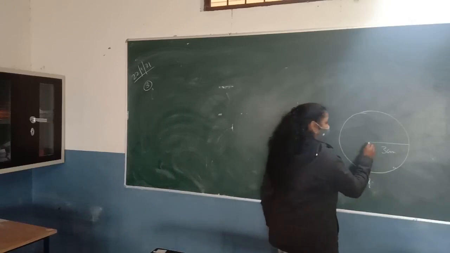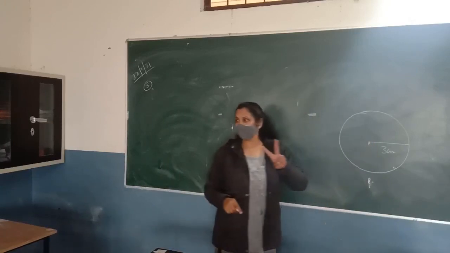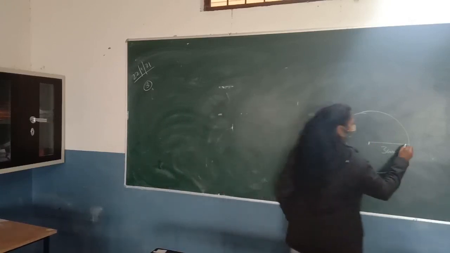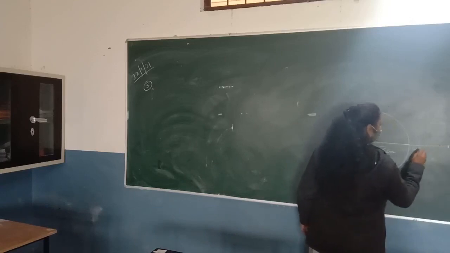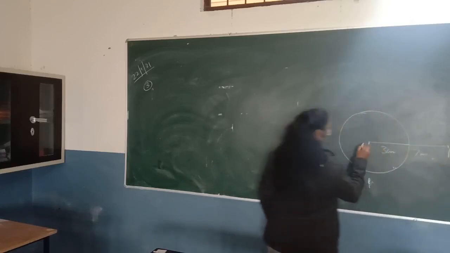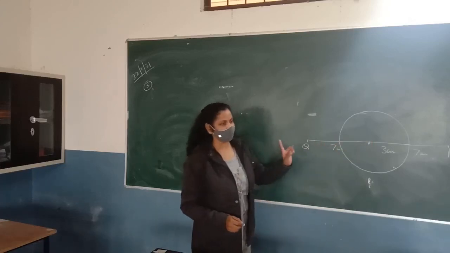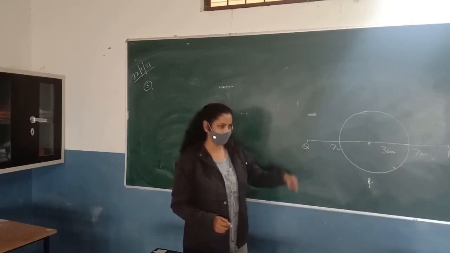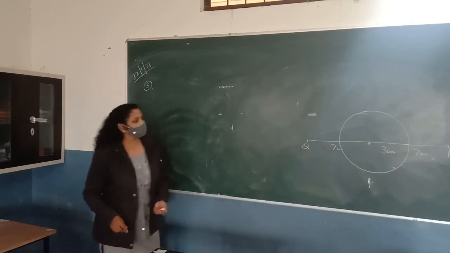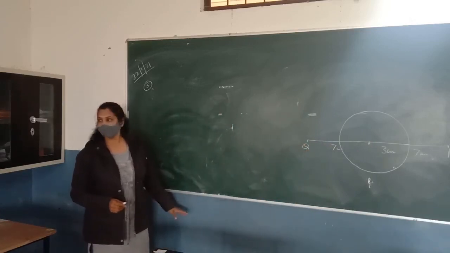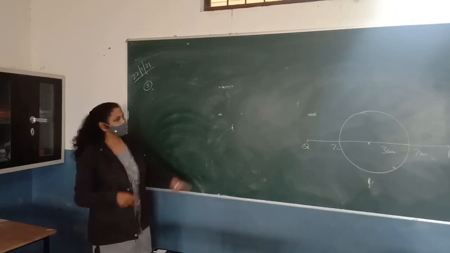From the center, the 2 points P and Q are on opposite sides: P is here at a distance of 7 centimeters and Q is here at a distance of 7 centimeters from the center. Now from these 2 points, we have to draw the tangents. So first please draw the construction. Do it in a notebook.